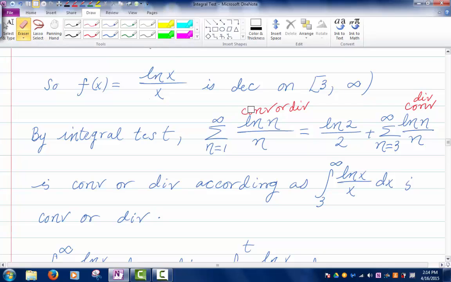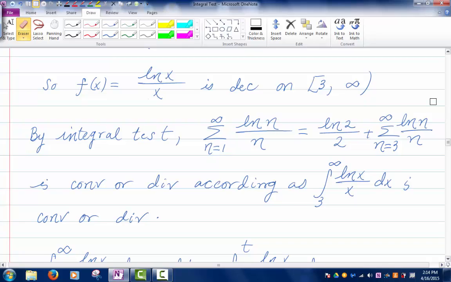So if you know that the series starting from 3 is divergent or convergent, then you know the series starting at 1 would also be the same. Am I making sense? So if the series n going from 3 to infinity of ln of n over n is convergent, then our given series is convergent. If the series n going from 3 to infinity of ln of n over n is divergent, then our series is divergent as well.